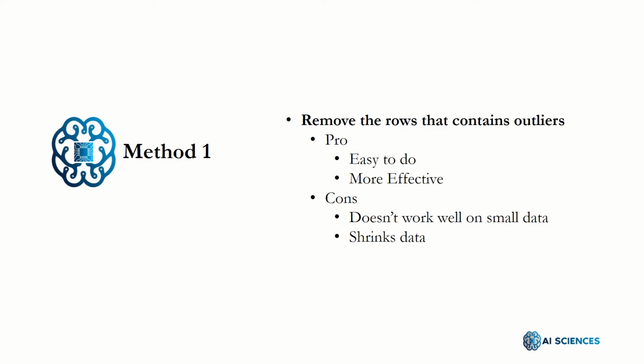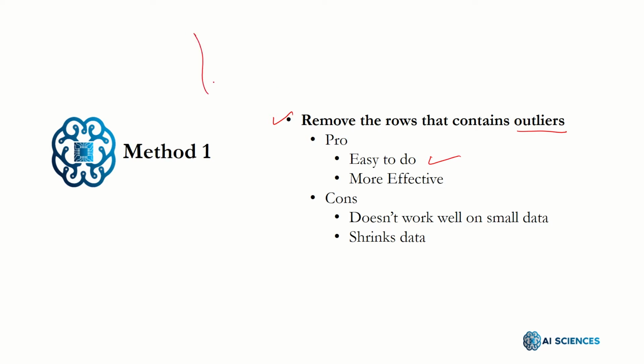First of all, let's talk about method 1, which is the simple and easy method. Just remove the problem, just remove the outlier. An outlier is a problem, so remove it. Its benefit is that it is easy to do. You just have to remove the whole row.